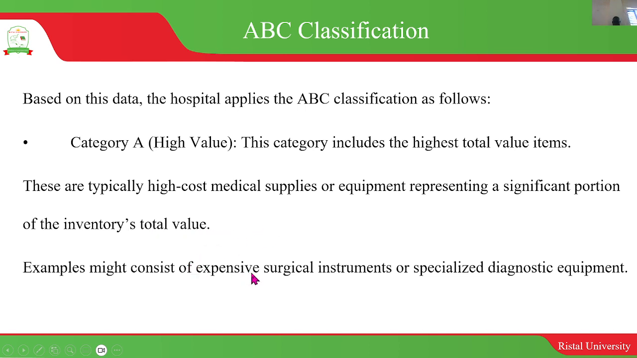Examples might consist of expensive surgical instruments or specialized diagnostic equipment. These are instruments that can cost the facility a lot. So we have to really prioritize them. Otherwise, we don't have resources and we don't need to waste resources.